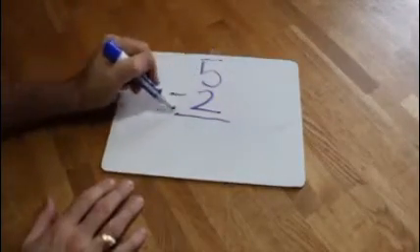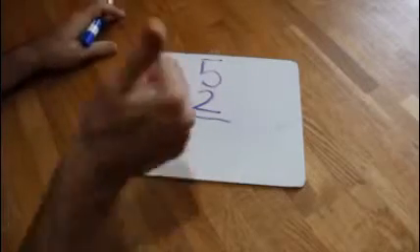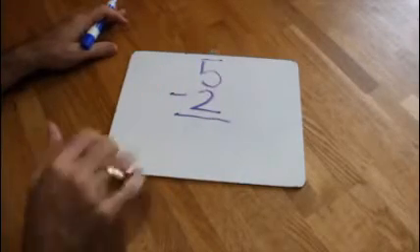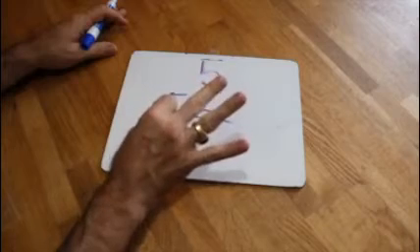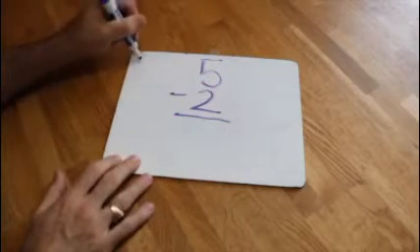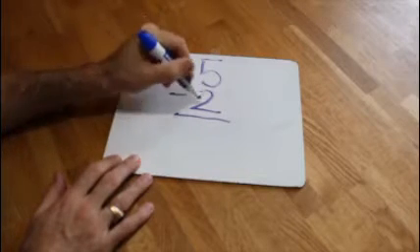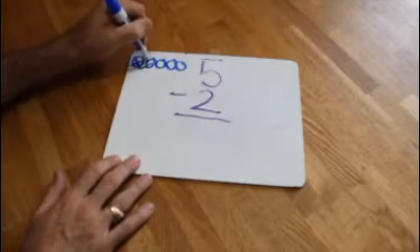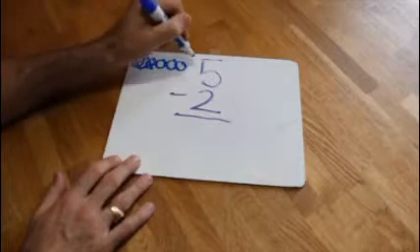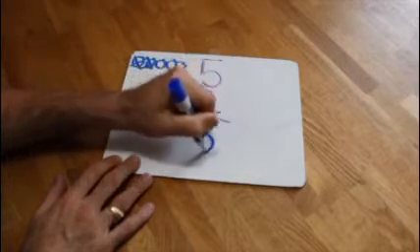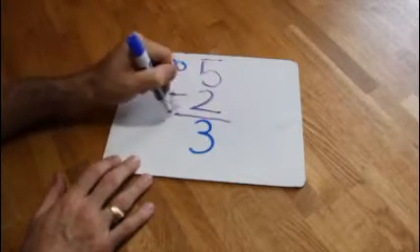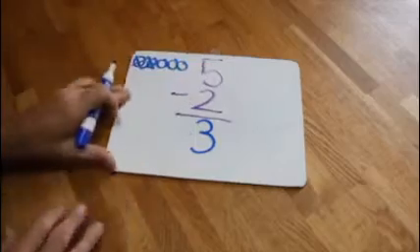5 minus 2 equals, mental math, fingers, or pictures. Start with our 5. 1, 2, 3, 4, 5. Minus means take away. How many? 2. 1, 2. How many are left? 1, 2, 3. Straight line. 5 minus 2 equals 3.